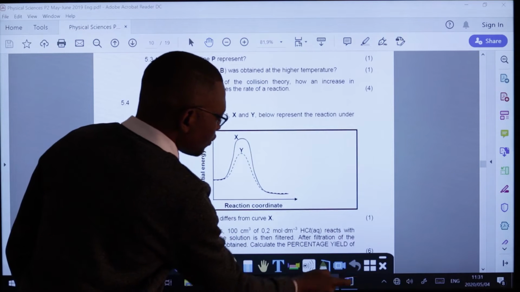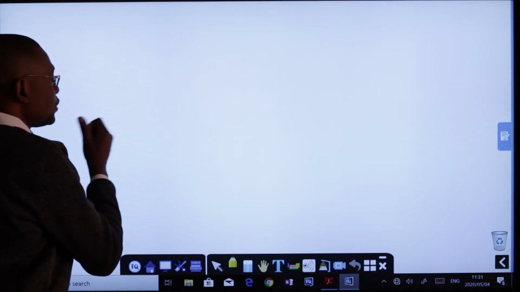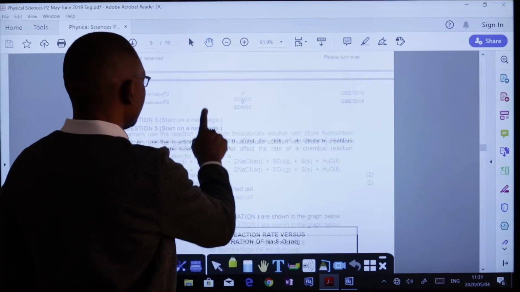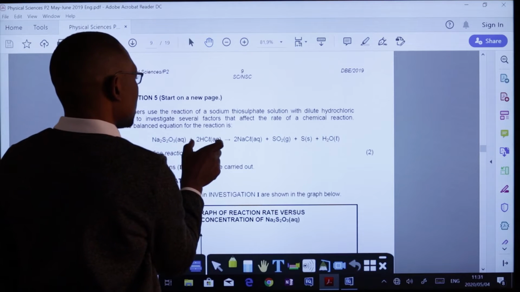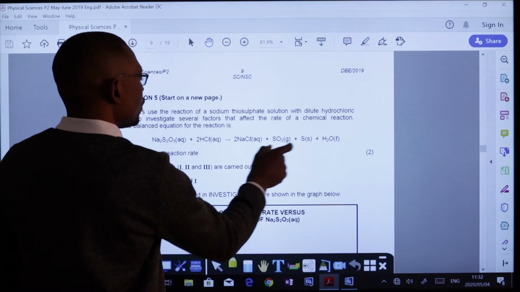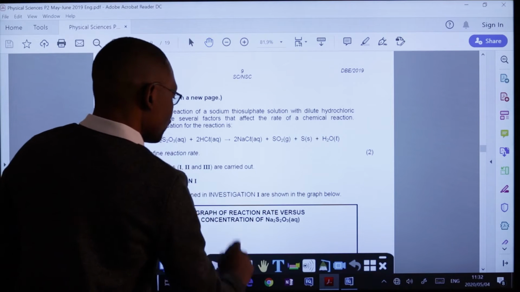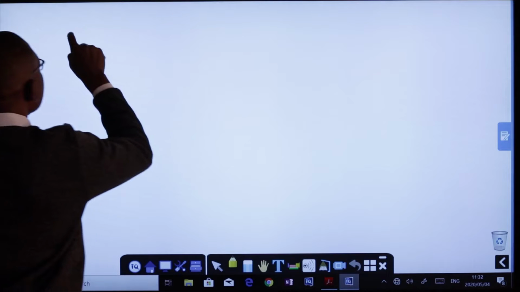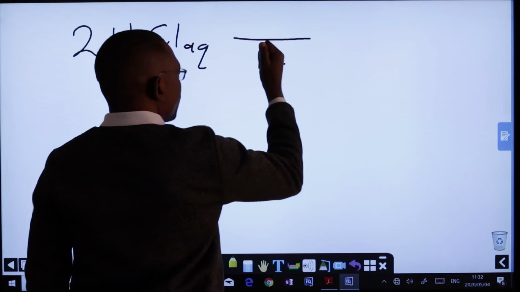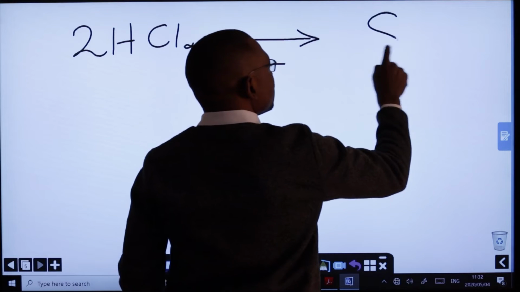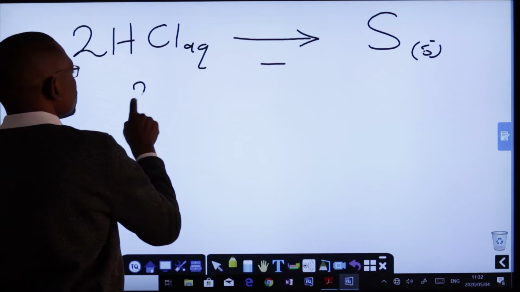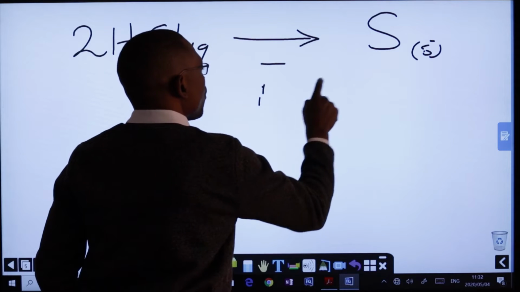So if I'm to cut down this reaction, I'm going to have it like this. Let's bring it here. I'm going to ignore everything else and just take that 2 hydrochloric acid molecules are going to give us 1 sulfur molecule. So here we are. We are saying 2 HCl in aqueous solution is going to give us 1 sulfur solid. So the ratio of this reaction is 2 to 1, like that.